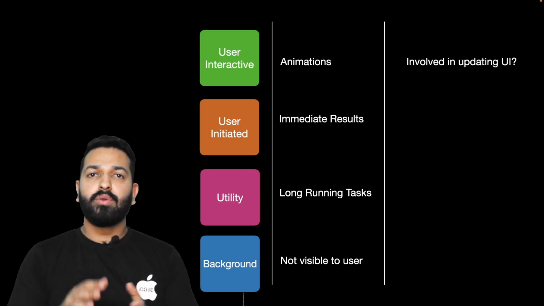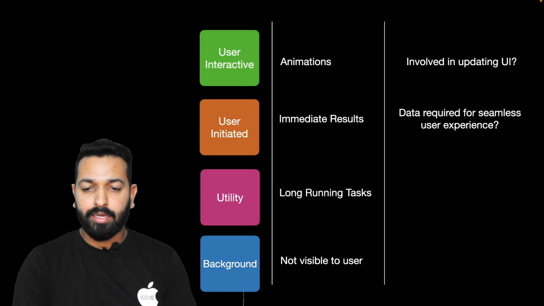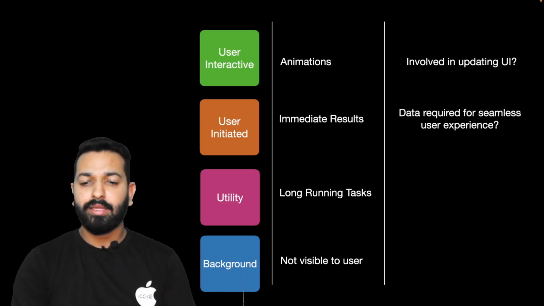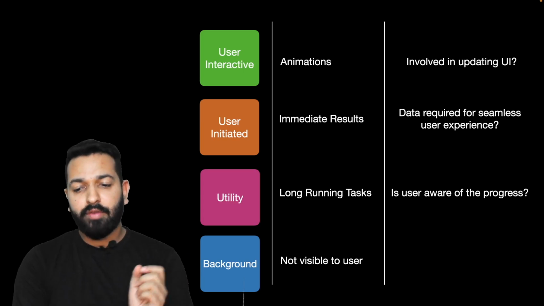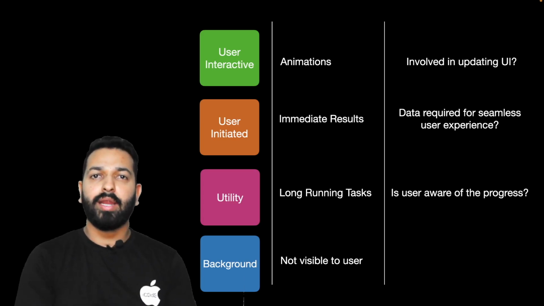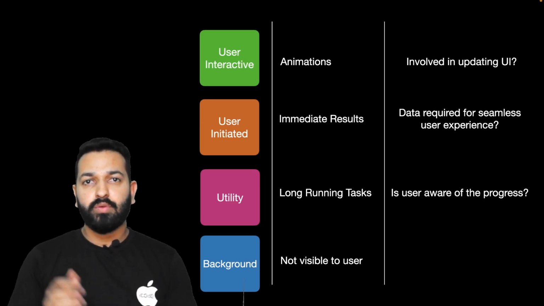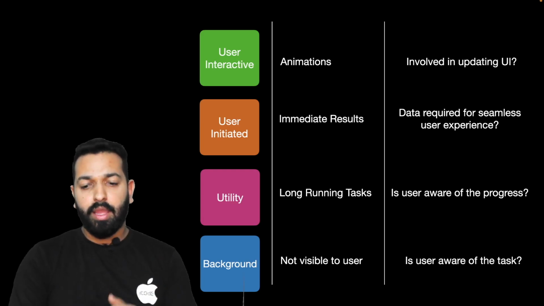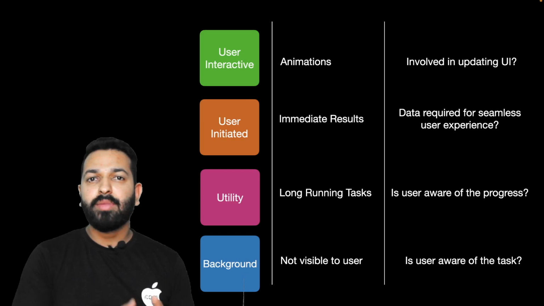For user interactive, you can ask the question: is updating of UI involved? If the answer is yes, go for user interactive. For user initiated, you should be asking: is the data required for a seamless user experience? If the answer is yes, go for user initiated. The next question that you can ask is: is the user aware of the progress? For example, a download. It is not impacting the user experience, but again, the progress is visible to the user. For such kinds of tasks, ask this question to yourself, and if the answer is yes, go for utility. And for the last, background, you should be asking: is the user aware of the task? If the user even knows that something is being done? If the answer is no, go for background.